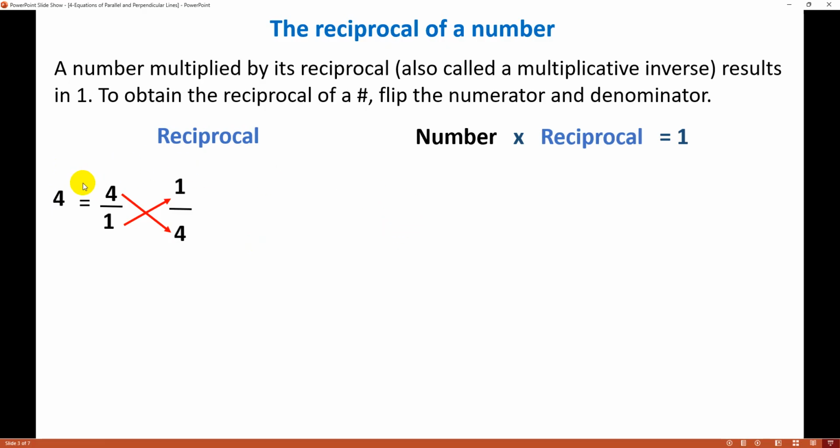And if we multiply 4 times its reciprocal, 1 over 4, we get 1, which is a property of reciprocals. Every time you multiply a number times its reciprocal, you should get 1.